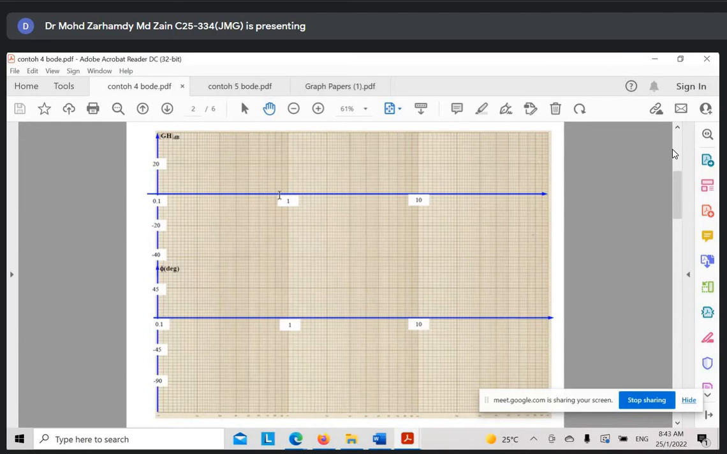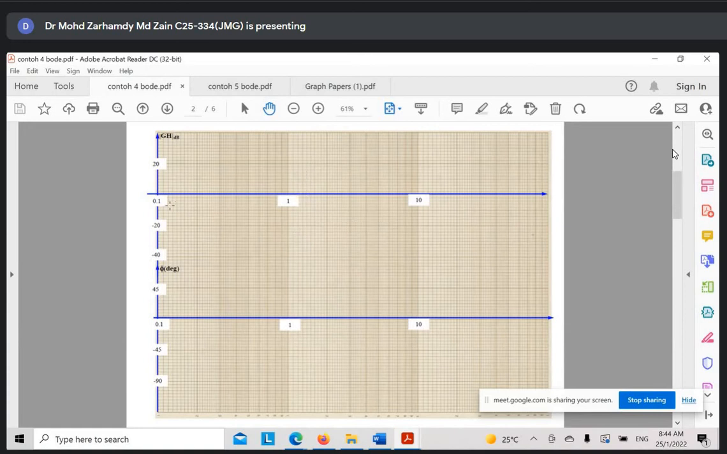The second point, one cycle, we start at 10. Because this is gain, it means we multiply. One cycle is represented as 10. One cycle is represented as 10.